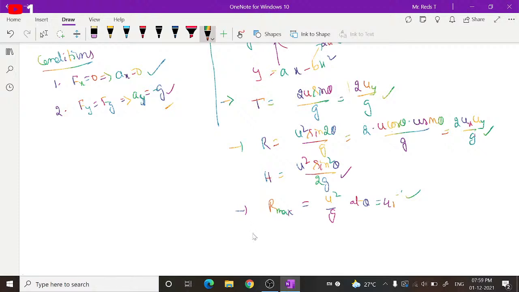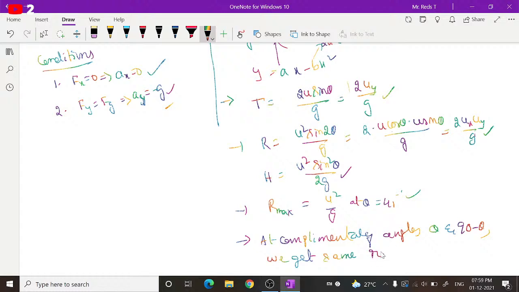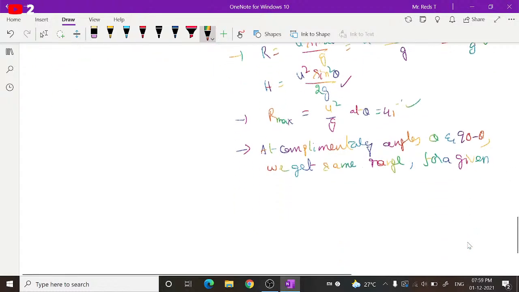And one more point you have to remember based on today's discussion is that at complementary angles, which are nothing but theta and 90 minus theta, we get the same range for a given velocity of projection.